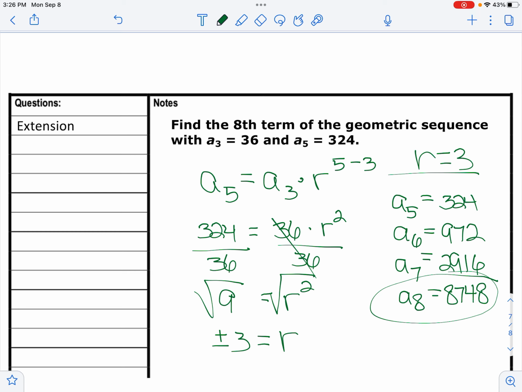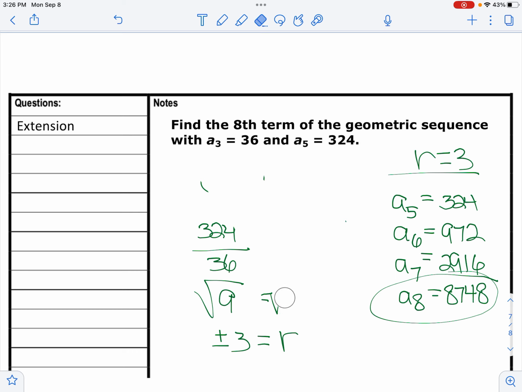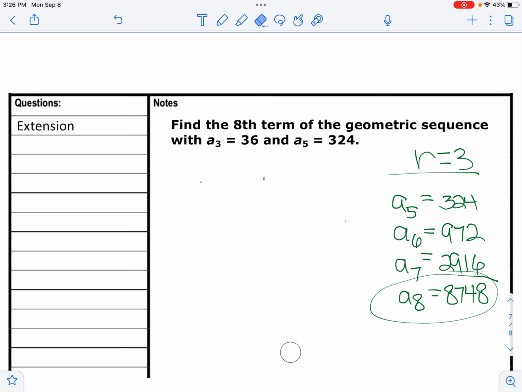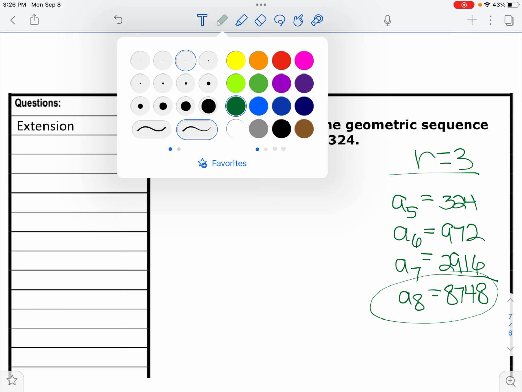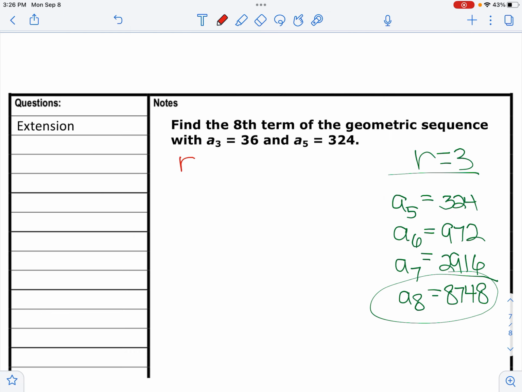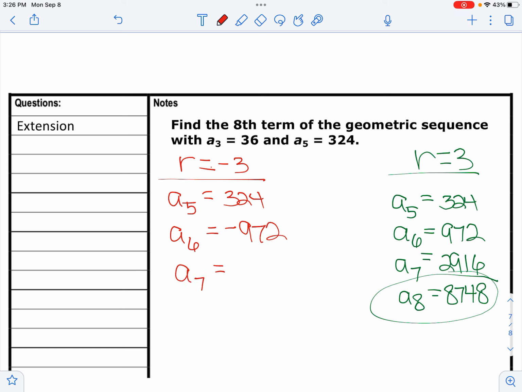Okay, but I also need to consider, what if r is -3? Because that was the other possibility. Okay. A sub 5 would still be the same. A sub 6 would be -972. A sub 7 would be 2,916. And a sub 8 would be -8,748.